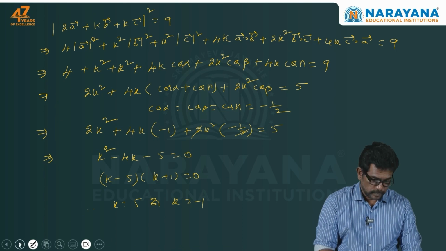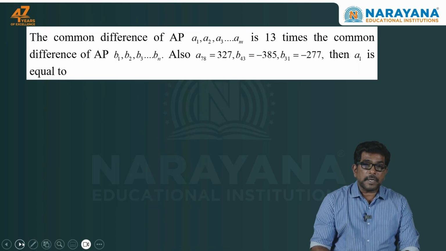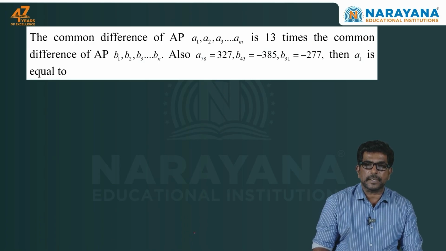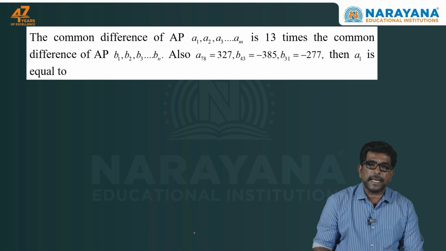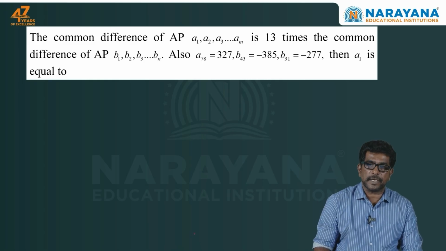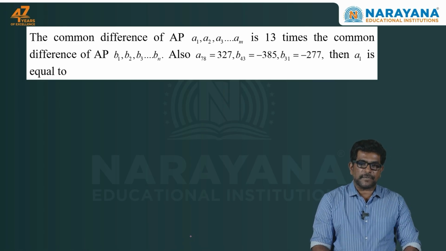Next one. The common difference of AP A1, A2, A3 and so on, AM is 13 times the common difference of AP B1, B2, B3 and so on, BN. Also, A78 is 327, B43 is minus 385, B31 is minus 277, then A1 is equal to, they are asking. The problem is related to sequence and series.